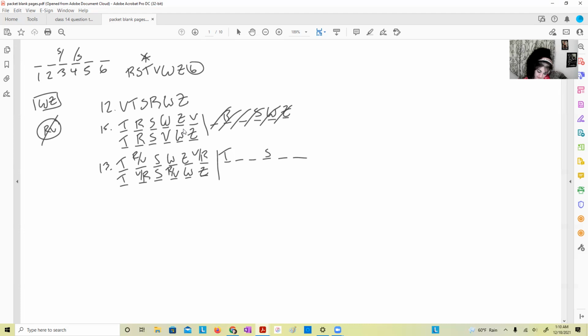And then let's look over here on our right side. As soon as I plop down that WZ block, I'm going to have to put R and V next to each other. So once again, same issue. And let's see what our answer choice is for number 13. The correct answer choice is C. What must be true if T is first, S is on 3? That is what has to be true.